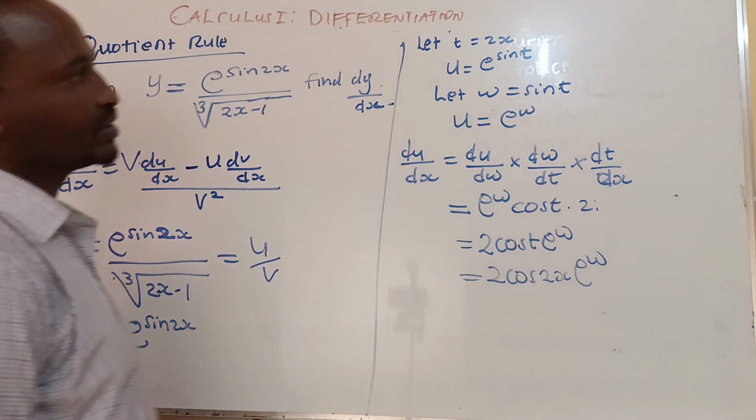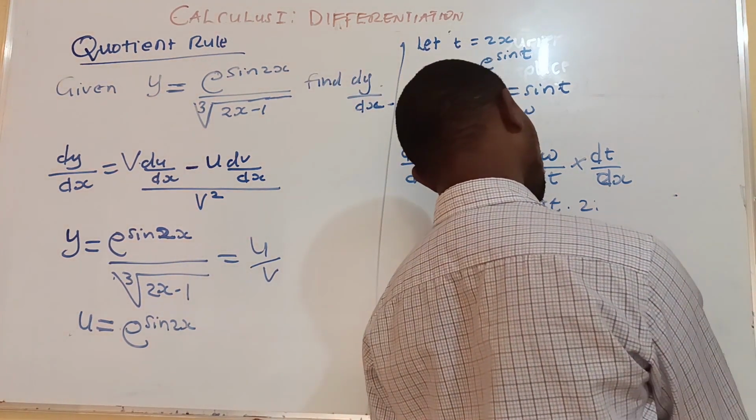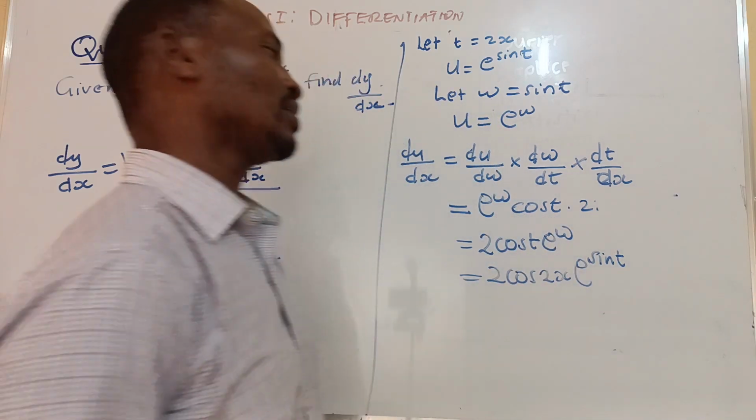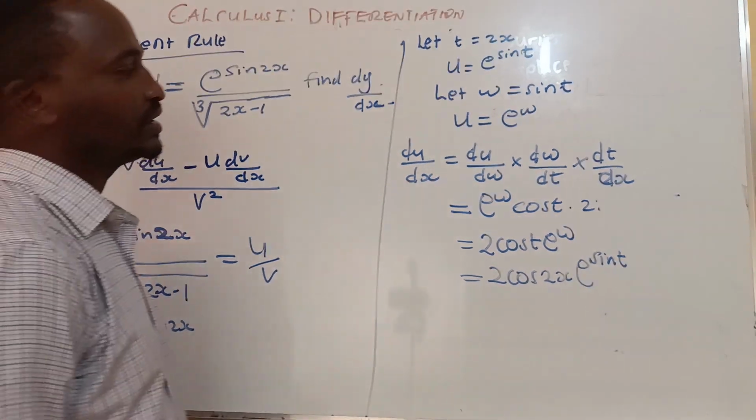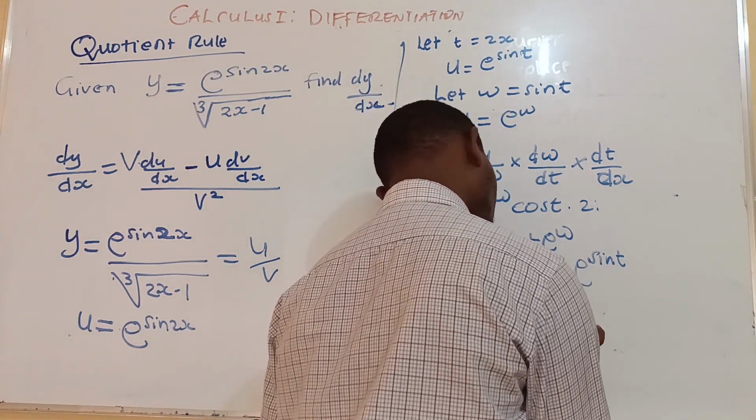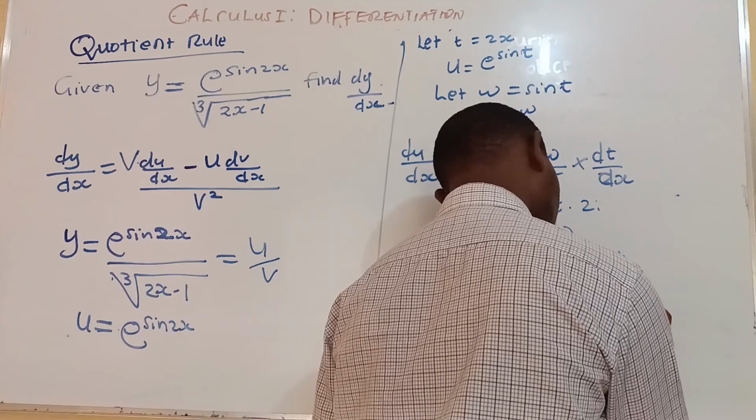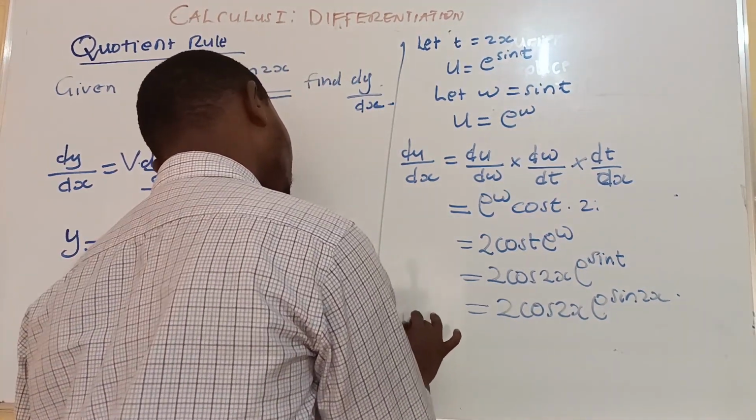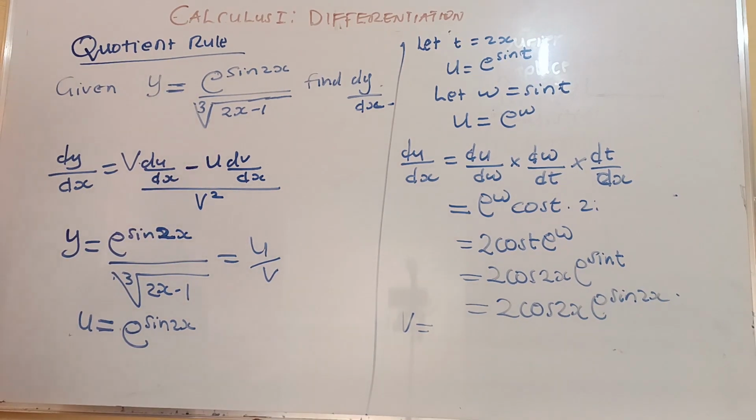But what is our w? w is sin t, and t is 2x. So we have du/dx equal to 2 cos 2x exponential sin 2x.